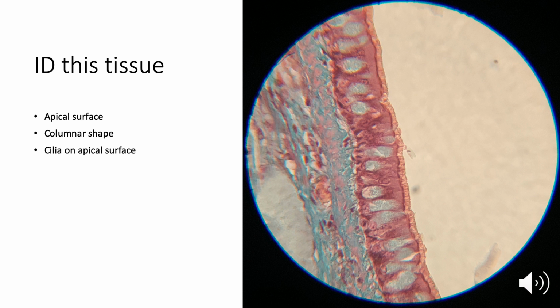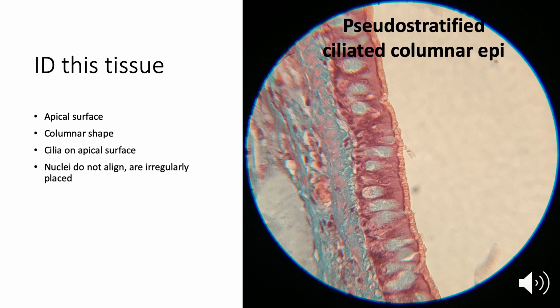I also see goblet cells. So these sort of bubbly things in the middle of that epithelium, those are my goblet cells. If I look at the nuclei, here's one here, here's another, and another, and another. The nuclei don't really align. They're somewhat irregularly spaced. And so this irregularity, this sort of random arrangement, tells us it must be pseudo-stratified, and it is ciliated, and it's columnar epithelium.